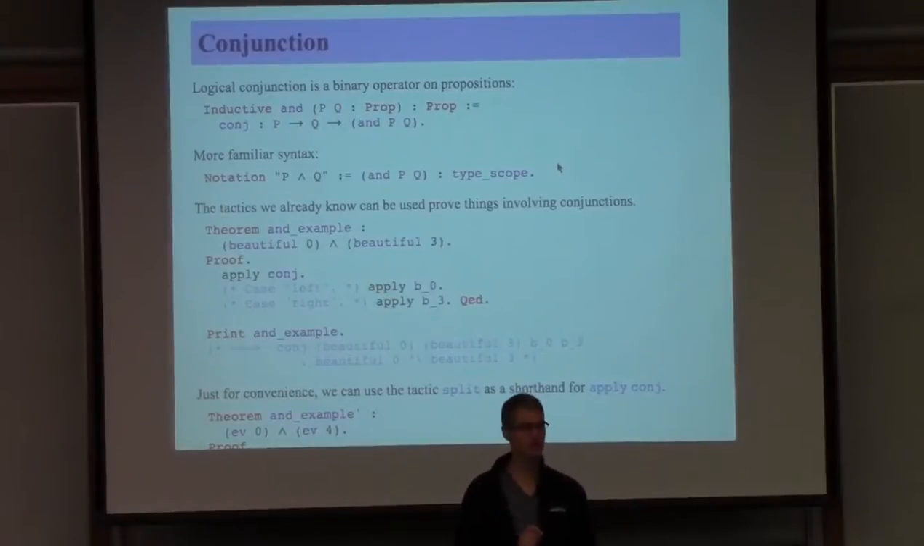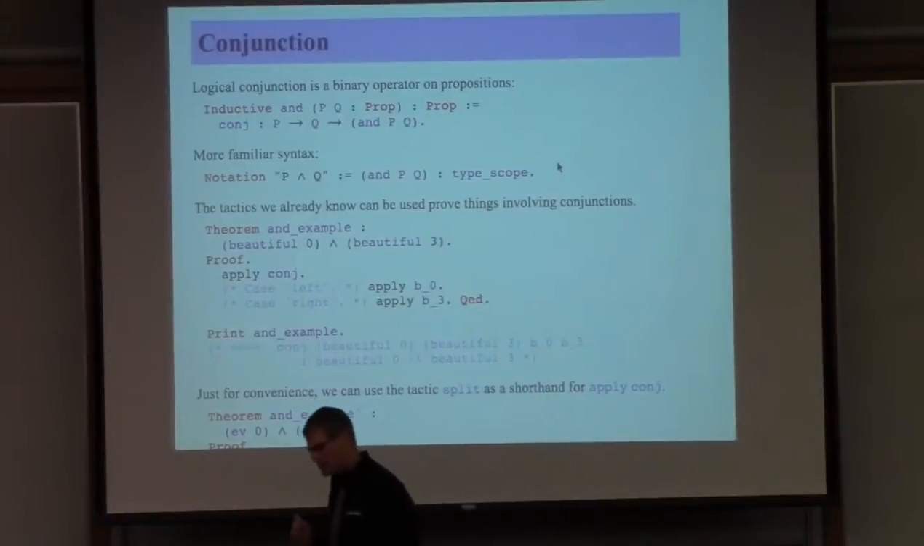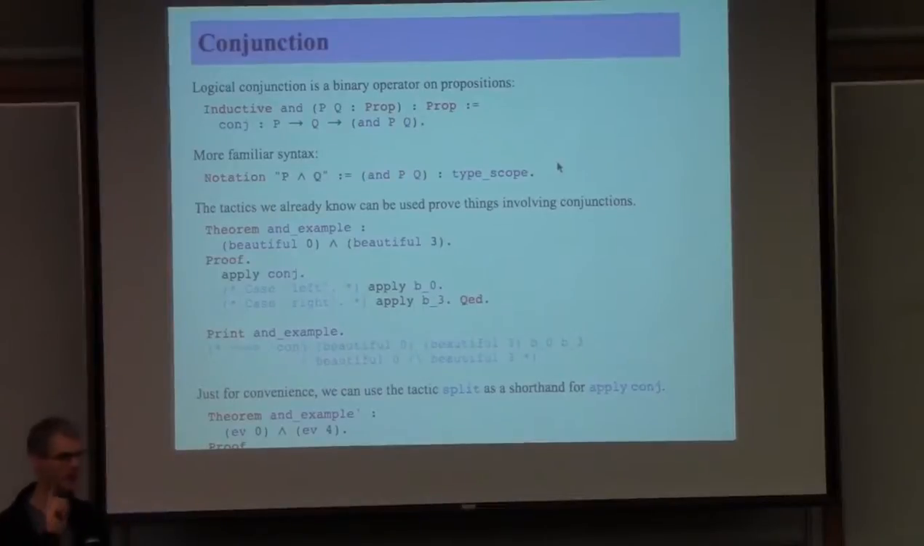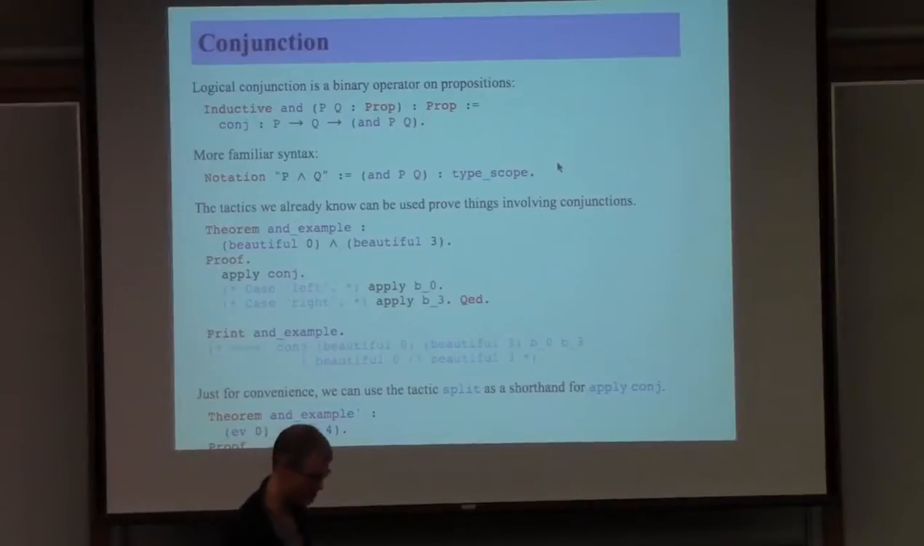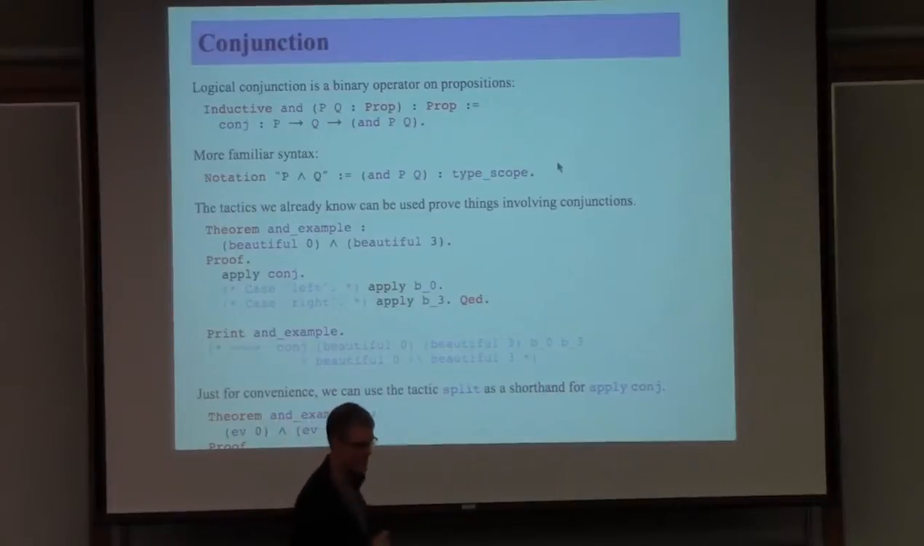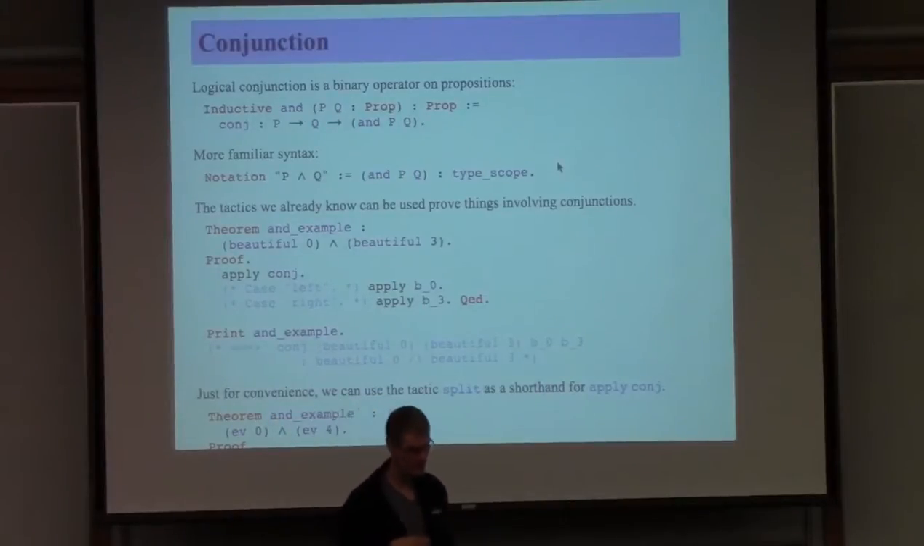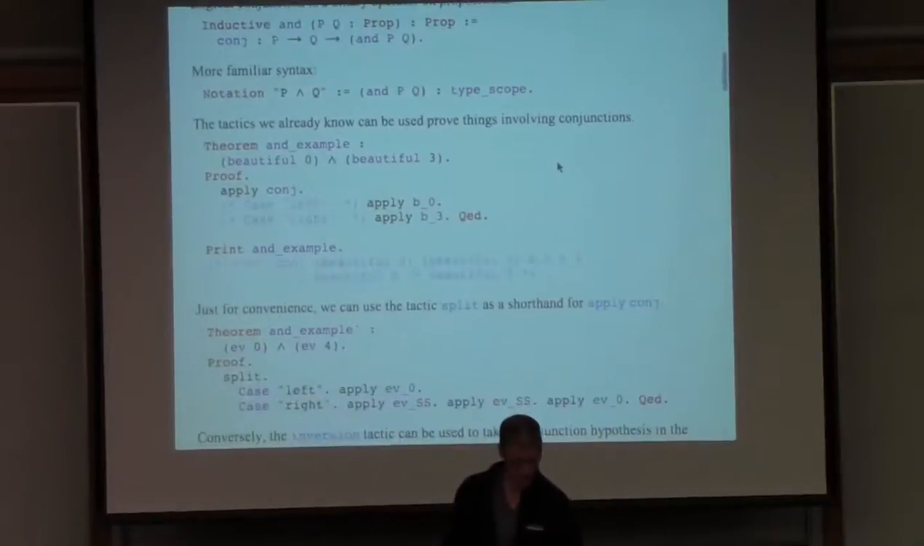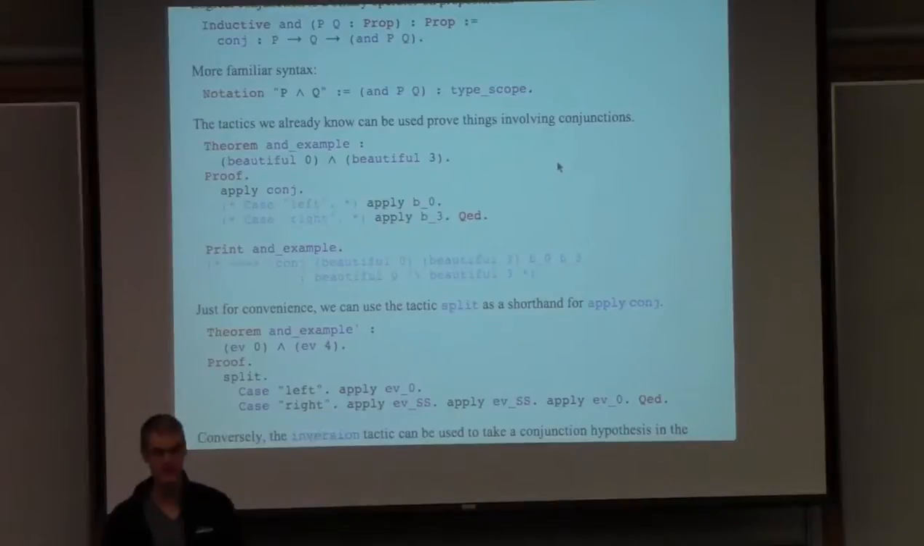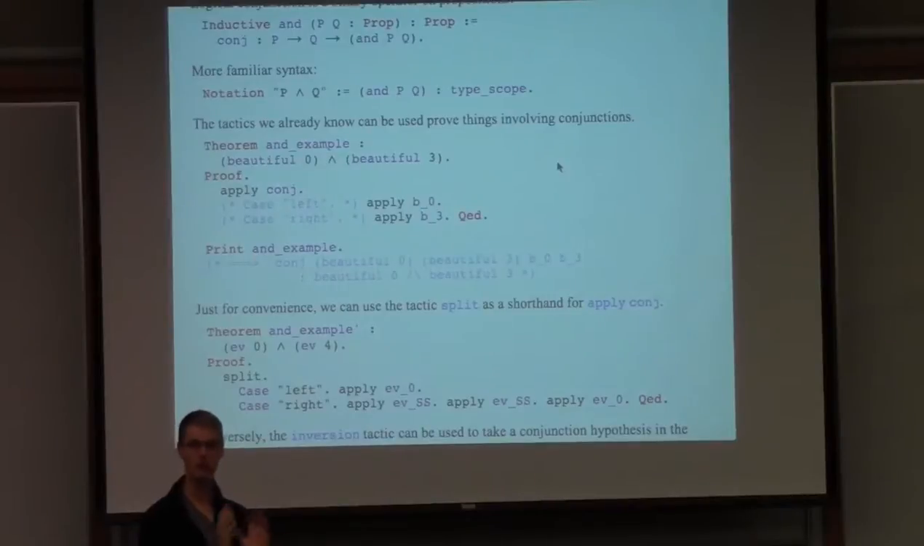As a convenience, I will introduce one more tactic. I find it a little bit annoying to have to remember that the single constructor of the conjunction, the and proposition, is called conj. So rather than remember that and say apply conj all the time, I usually write just split. Split says I'm trying to prove a conjunctive proposition, P and Q. Split says break it into two subgoals, one for P, one for Q. And split is nothing more than a synonym for apply conj.